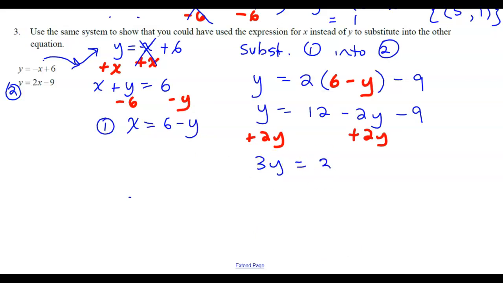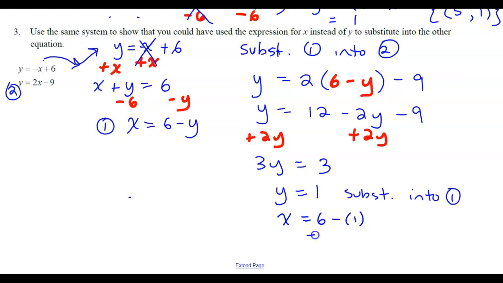And that's what we got when we did it the first time. Okay, we should get the exact same answer. So we got the y, now we're going to substitute that back into equation 1. So we'll get x equals 6 minus 1, which is 5. So you get the exact same solution.